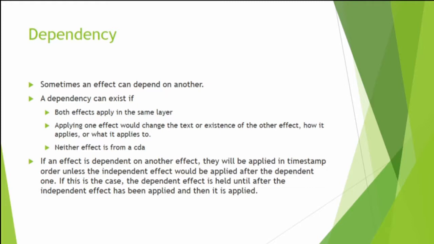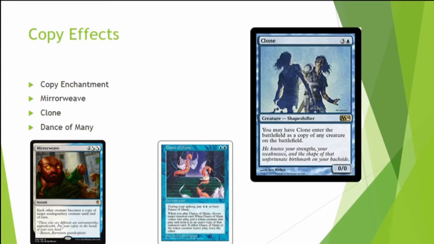If an effect is dependent on another, they will be applied in timestamp order unless the independent effect would be applied after the dependent one. If this is the case, the dependent effect is held until after the independent effect has been applied. Then it's applied. Now, I know that's a lot of complex, random information to be thrown at you, so we're going to go over some of these in a little bit. I just wanted to define what it was.